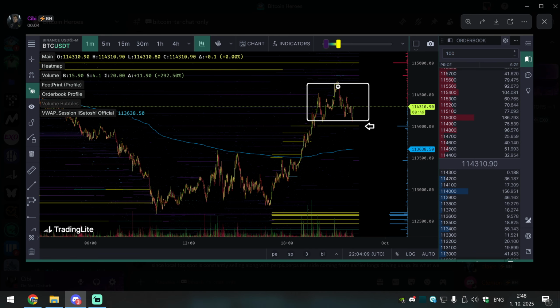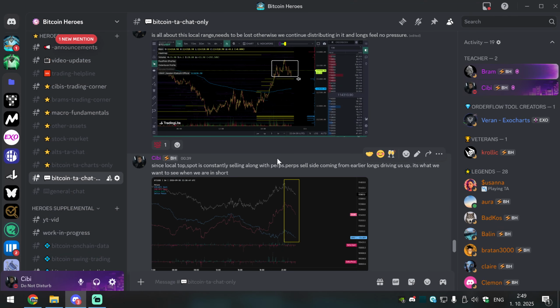When I was adding to my short, or if you took a new short, you pretty much needed to lose 114k, because these late longs were coming in here. And when you do that, these people will then be selling positions into the Yvwap. That was my whole premise for that trade.